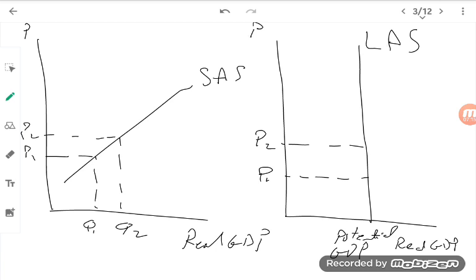What are the factors that affect aggregate supply? What are the factors that cause shifts of aggregate supply? Here we have to differentiate between short run and long run. There are two main factors. Number one, a change in potential GDP. Potential GDP changes because of three main reasons. Number one, increase in full employment level.